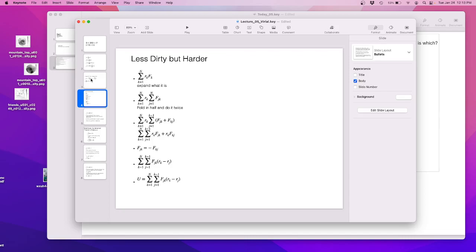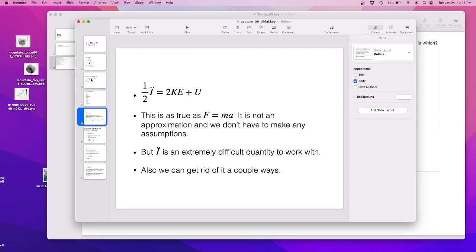Does everybody follow that? At least for the most part. Basically, we start off with R times Fij. We do a little stunt to make this thing look like that so that we can actually cancel this, but really the idea is we're just undoing F equals minus grad U. R times F is kind of like the integral of that, because it happens to be a power law. Okay, so what does this tell us? What we're left with is this here. 1/2 I double dot equals 2KE plus U, maybe PE, however you want to call it.